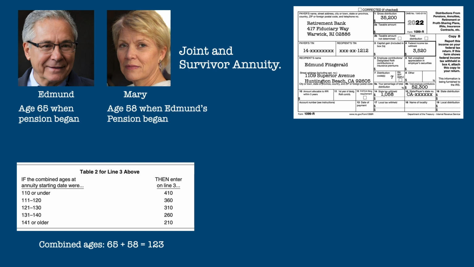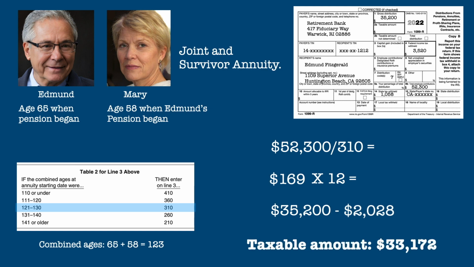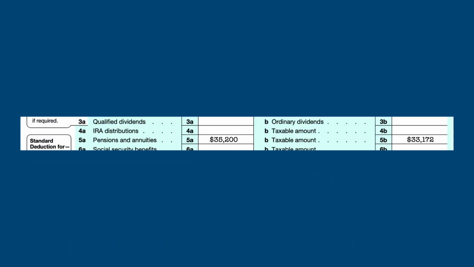His and Mary's combined ages on the date payment started is 123, so the contributions must be divided by 310 to determine the non-taxable portion of the payments, which in this case is $169 per month. Multiplying this figure by 12 and subtracting the result from the total pension of $35,200 gives a taxable amount of $33,172. In both cases, the total pension is entered on line 5A of the 1040 and the taxable amount on line 5B.